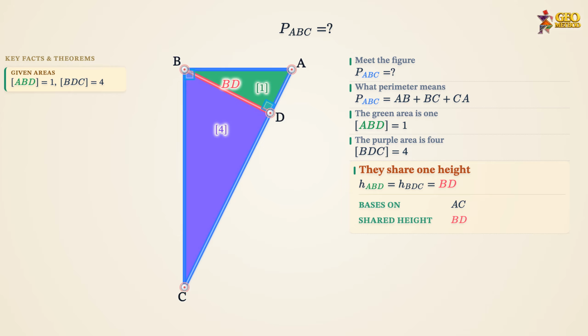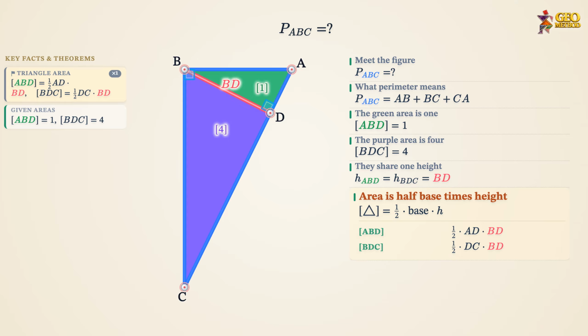Notice that both small triangles use bases segment AD and segment DC on the same line AC, and both reach the point B through the same altitude BD. So the two pieces share one common height. The area of any triangle is 1/2 its base times its height. For our two pieces, the height is the same segment BD. So their areas differ only through their bases, segment AD and segment DC.